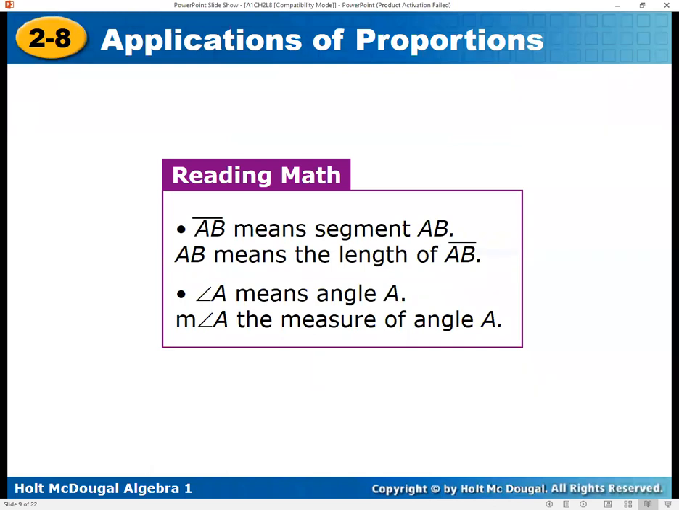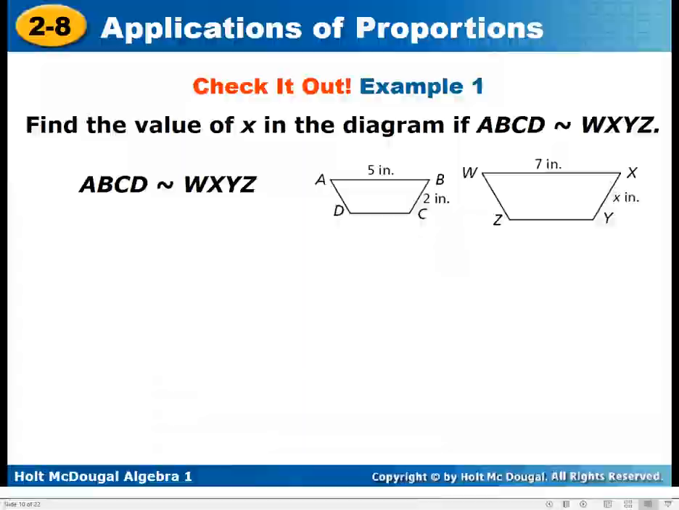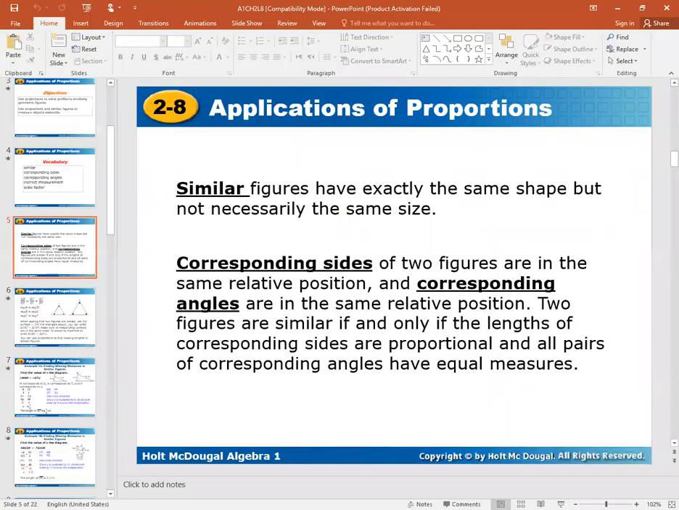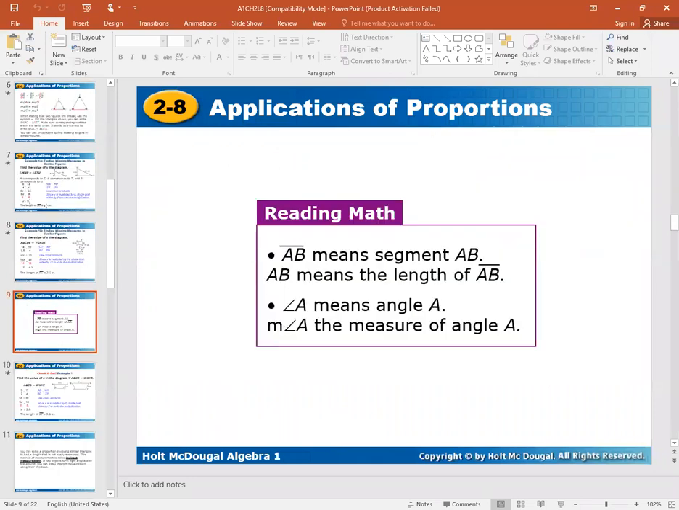AB line segment means, sorry, segment AB. AB means the length of AB. Let me say again, if you are going to write only AB, there's this question, right? And we were in this part, right? Okay.